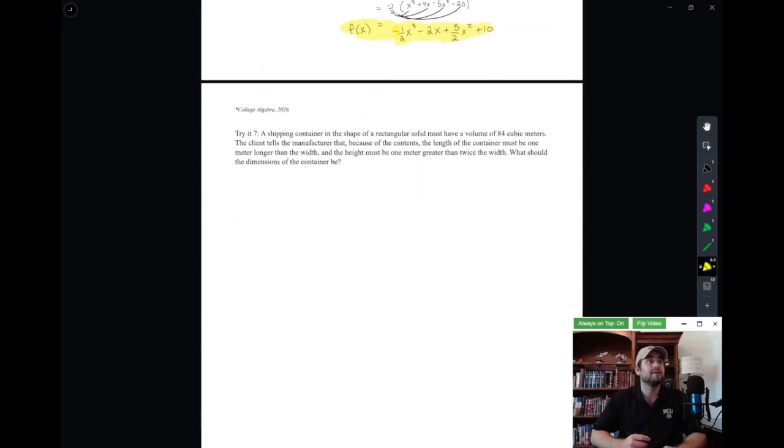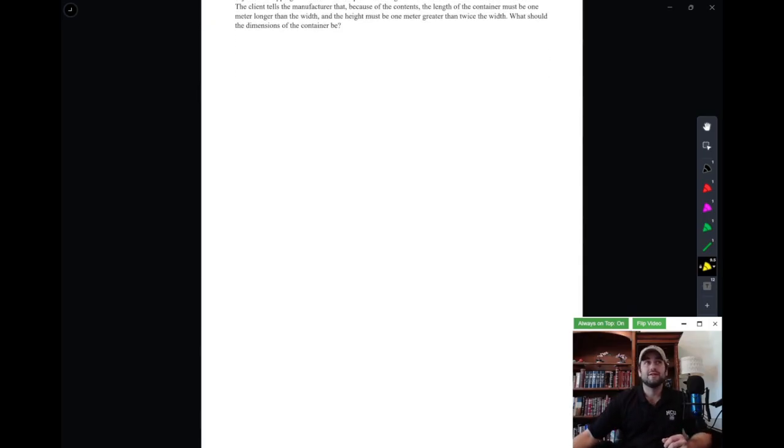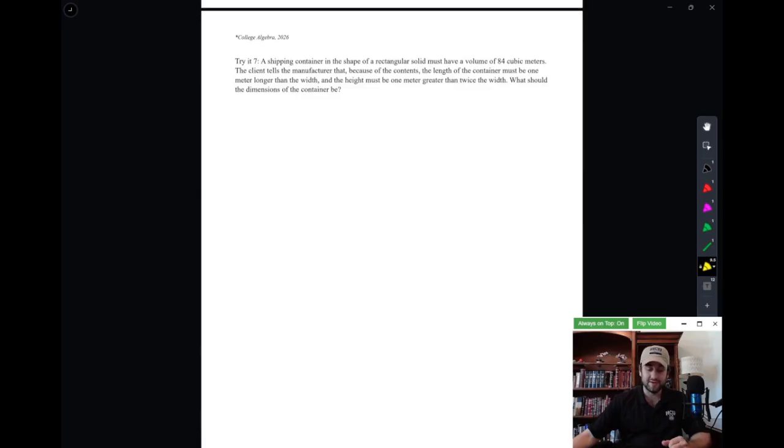All right. And lastly, we have a word problem, everybody's favorite. So this word problem says we've got a shipping container in the shape of a rectangular solid. So it's like a rectangular prism that looks kind of like this. And we needed to have a volume of 84.